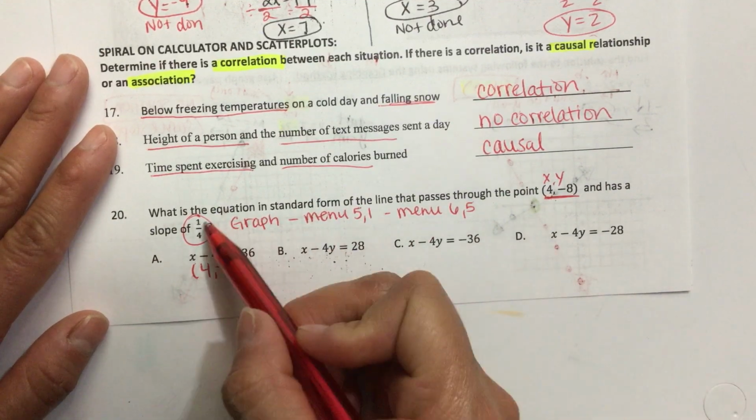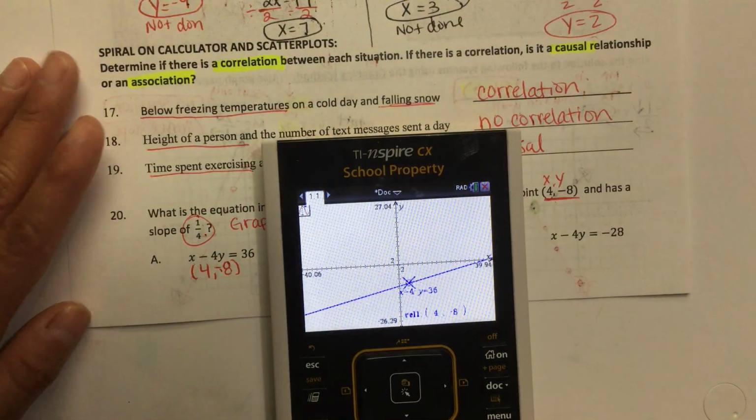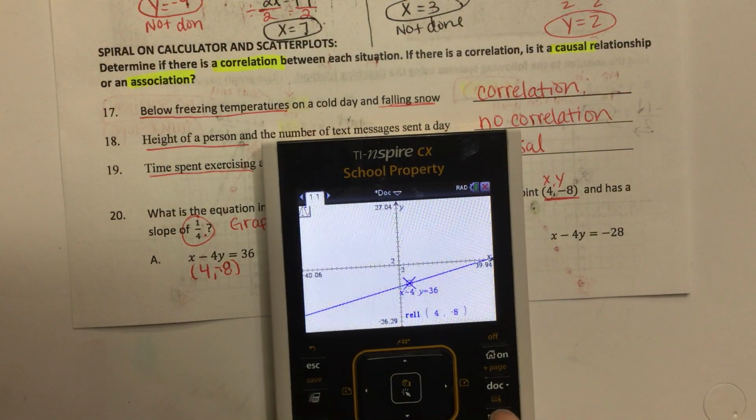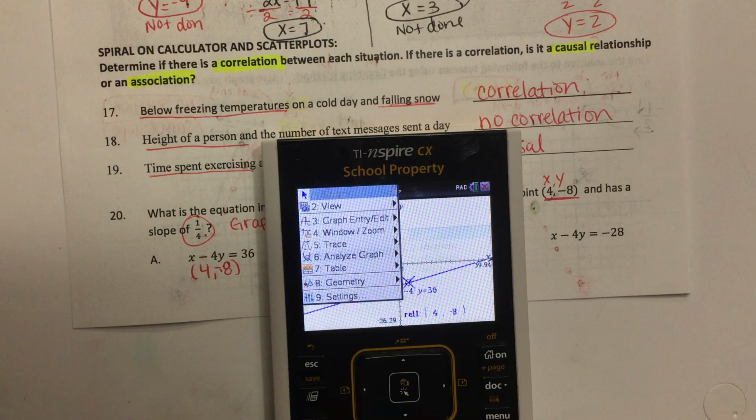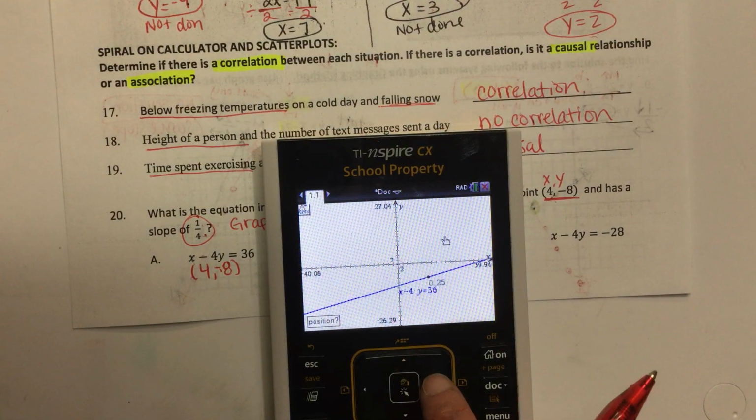So this equation has a point 4, -8. I'm not done. I also need to check if this slope is on that line. If I want to check for the slope, it's going to be menu, 6 to analyze, and 5 for dy dx. Now that you see the slope, you can click and see 0.25.